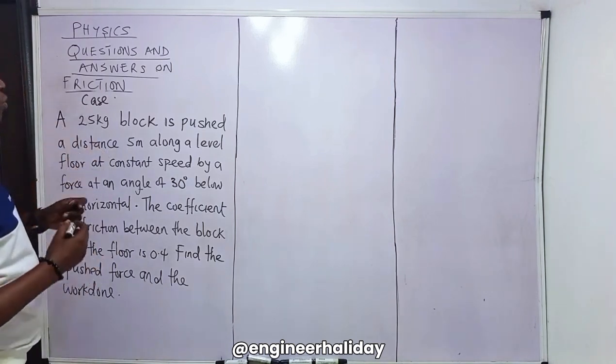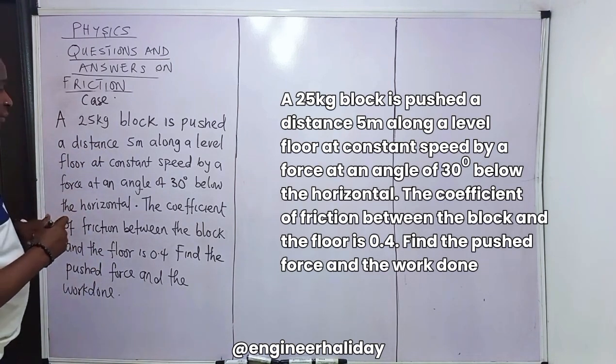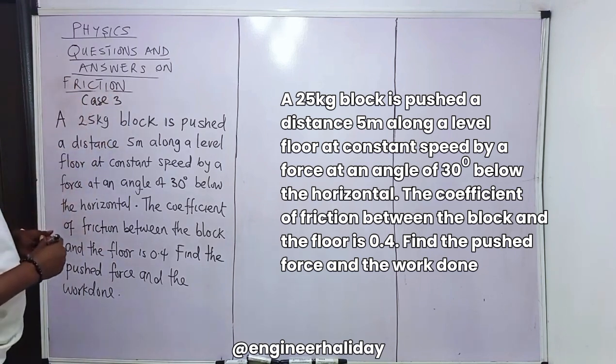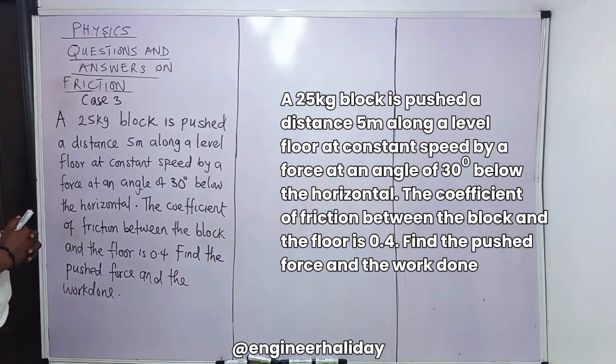The question says a block of 25 kg is pushed a distance of 5 meters along the level floor at a constant speed by a force at an angle of 30 degrees below the horizontal. The coefficient of friction between the block and the floor is 0.4. Find the pushing force and the work done.